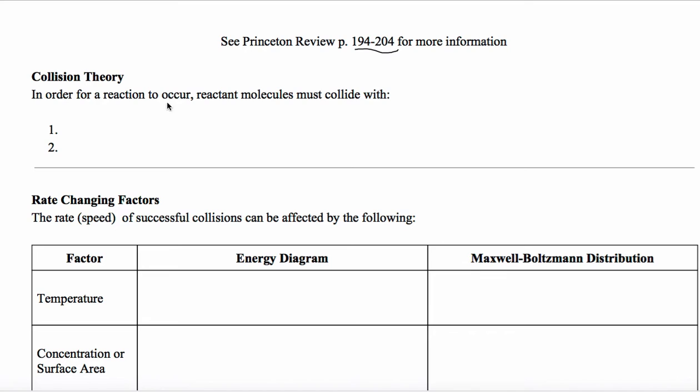So let's do a little remembrance of collision theory. In order for a reaction to occur, reactant molecules must collide with two things. First, they must collide in the proper orientation, okay? And secondly, they must hit each other with enough energy to overcome that energy barrier. And when we say enough energy, we're really referring to the activation energy, or the E sub A.